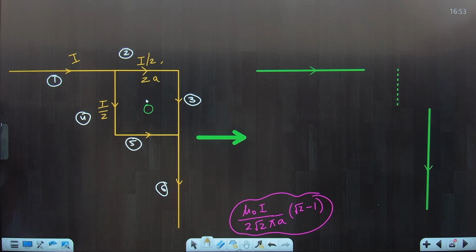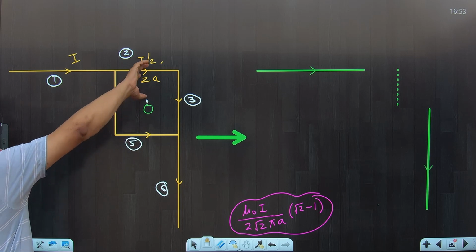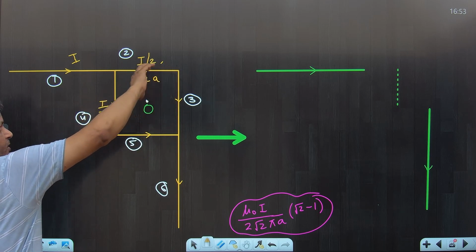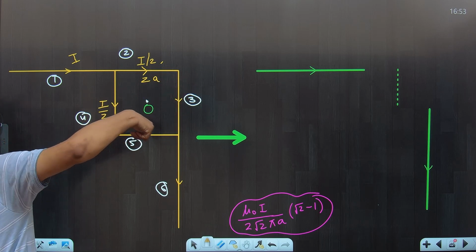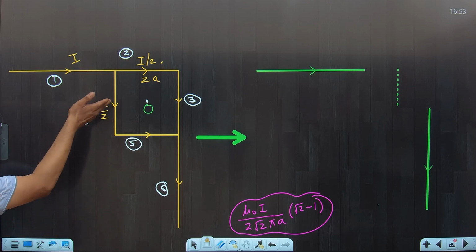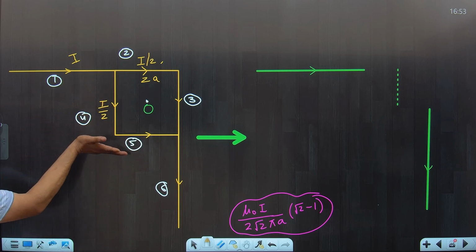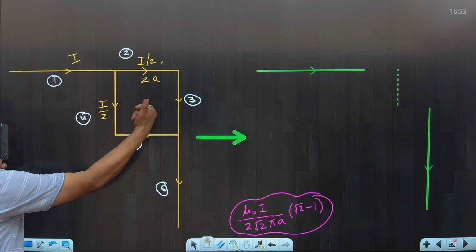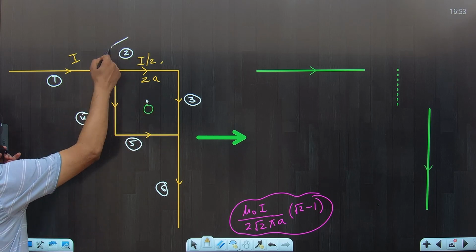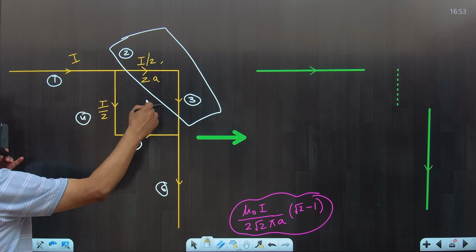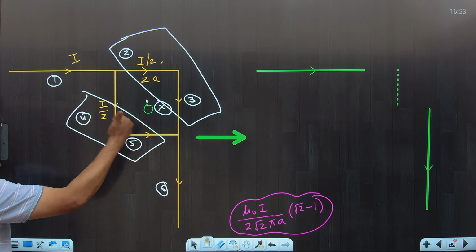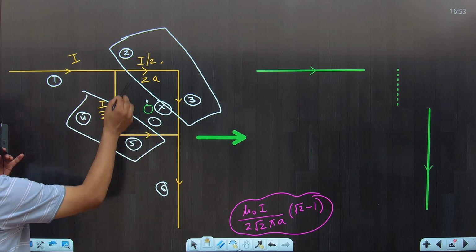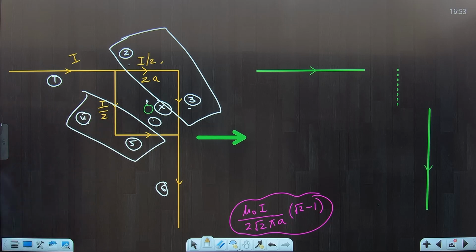So we should first of all find the direction of the magnetic field at O. You see, for the magnetic field due to these two parts, you curl your fingers along the current and turn towards O, and your thumb goes inside. For the magnetic field due to these two wires, you curl your fingers along the sense of current and turn towards O, your thumb goes out. So due to 2 and 3, the magnetic field is into the paper, and due to 4 and 5, the magnetic field is out of the paper. So the net field due to 2, 3 and 4, 5 is 0 at point O.